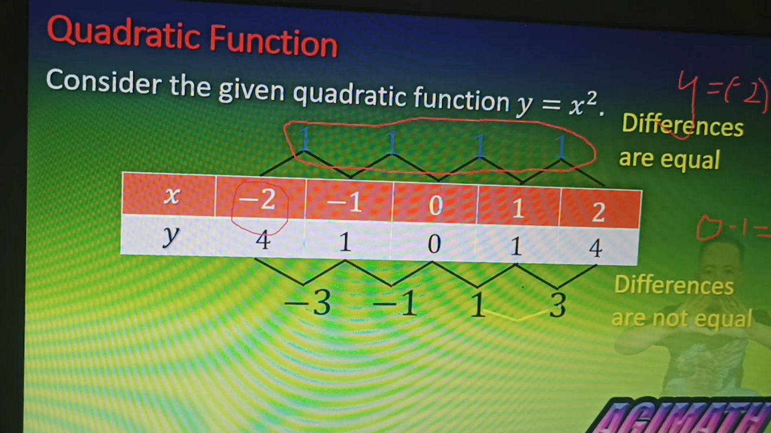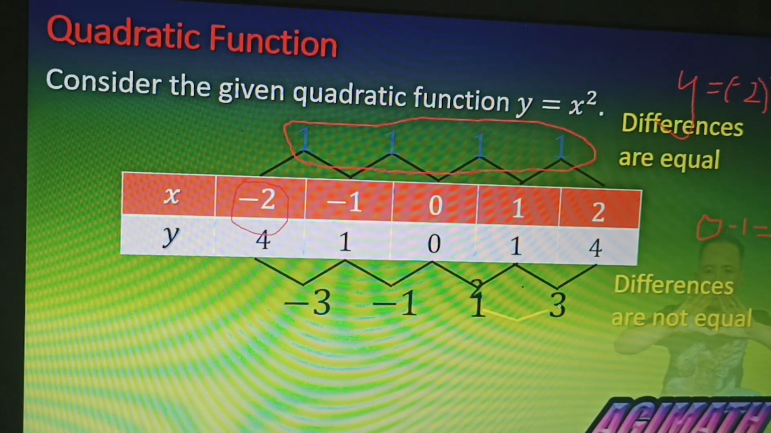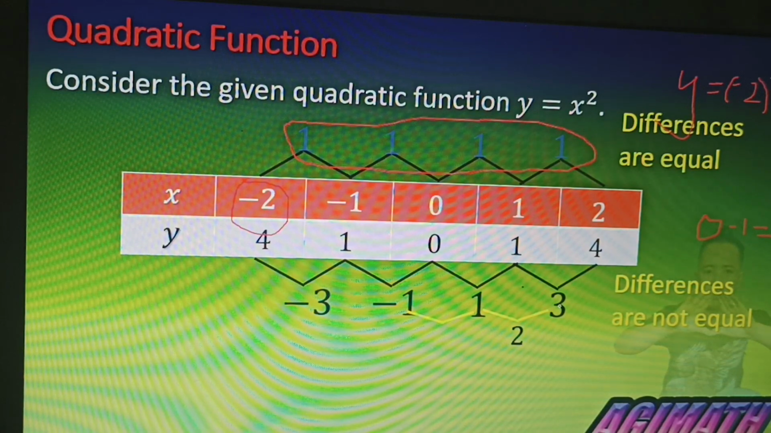Differences are not equal. Okay, let's proceed. 3 minus 1 is equal to 2. Yes. Next, 1 minus negative 1 is equal to 2. You should be careful with the signs. 1 minus negative 1 is just the same as 1 plus 1. Next, negative 1 minus 3 is also equal to positive 2. So this time, what do you observe? They are now already equal.